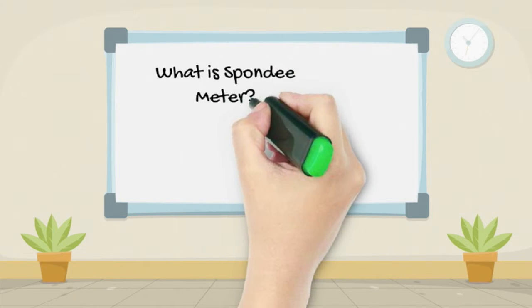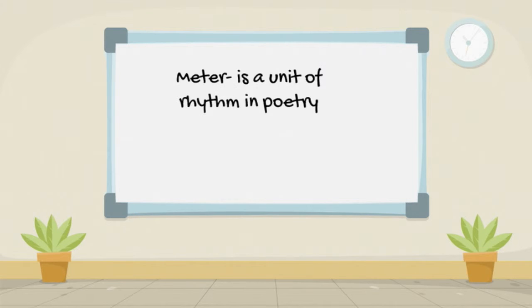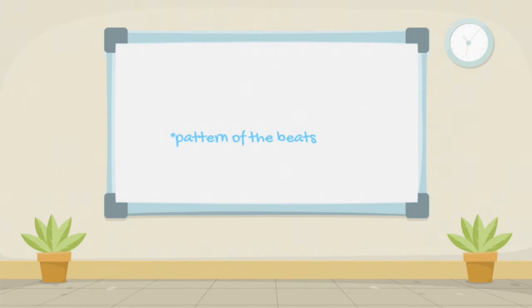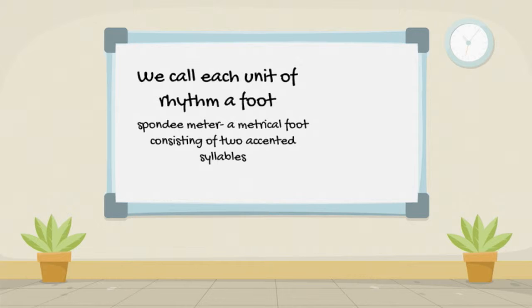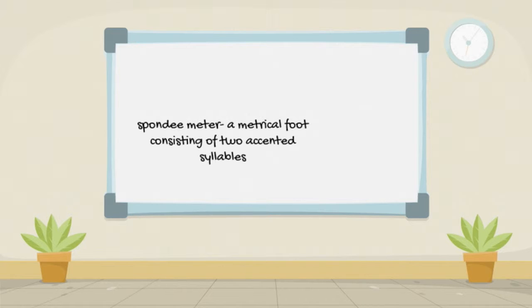What is spondee meter? Well, first let's start out by explaining what a meter is. A meter is a unit of rhythm in poetry. It's probably easier to think of it as a pattern of the beats. We call each unit of rhythm a foot. So a spondee meter would then be a metrical foot consisting of two accented syllables.